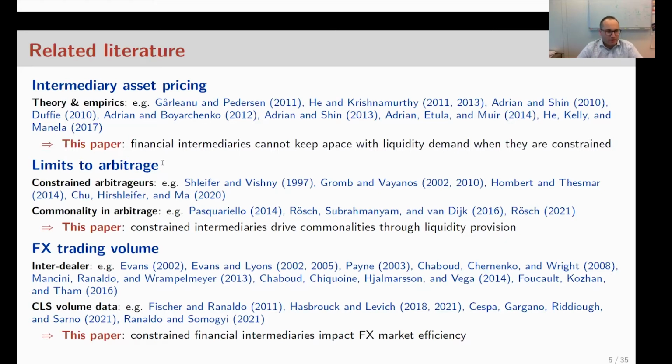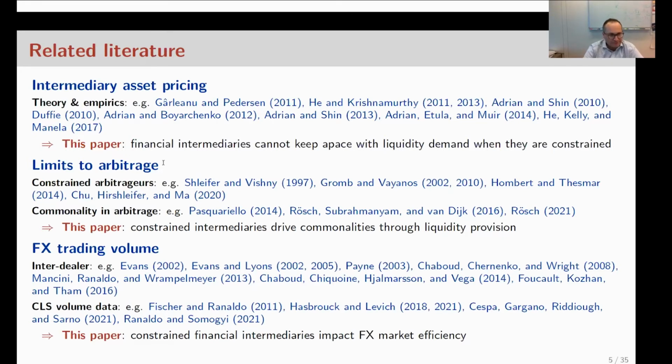Then the second area that we're contributing to is the literature on limits to arbitrage. That's clearly an older literature with a lot of work, in particular also starting from Shleifer and Vishny back in the 90s, etc. Several papers in this literature have found there to be commonalities as well in the limits to arbitrage. So a few of them are listed down here on the slide. And in this regard, our paper also contributes by highlighting in particular the role of intermediary constraints as a driver of such arbitrage commonalities.